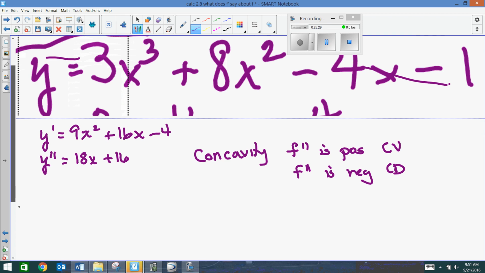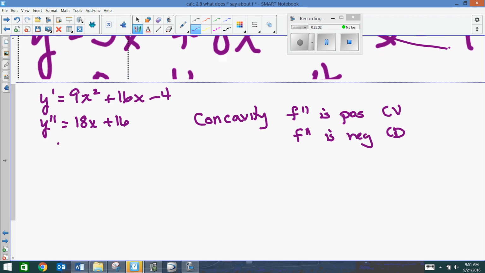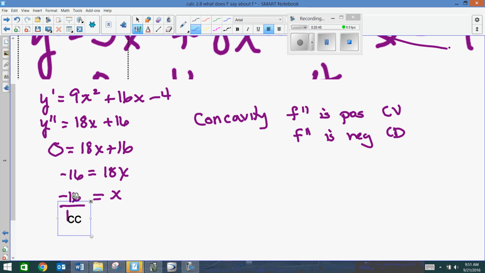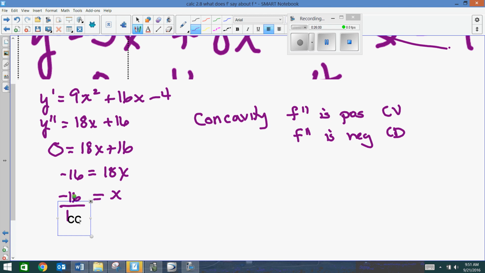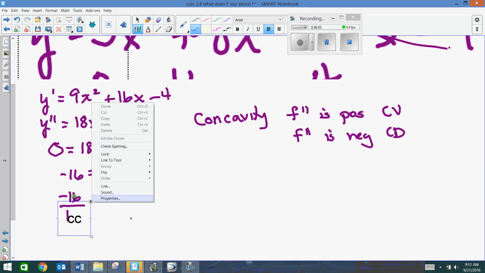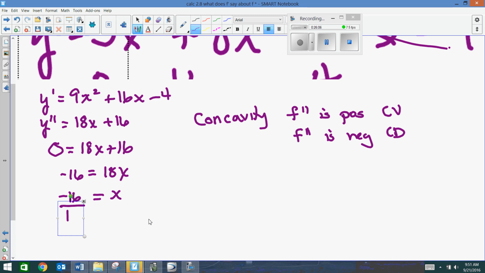Okay, so before we can do positive or negative, we have to do zeros. So 0 equals 18x plus 16. Negative 16 equals 18x. X equals negative 16 over 18. Okay. Back to the pen. Reduce. And we have what? Negative 8/9.